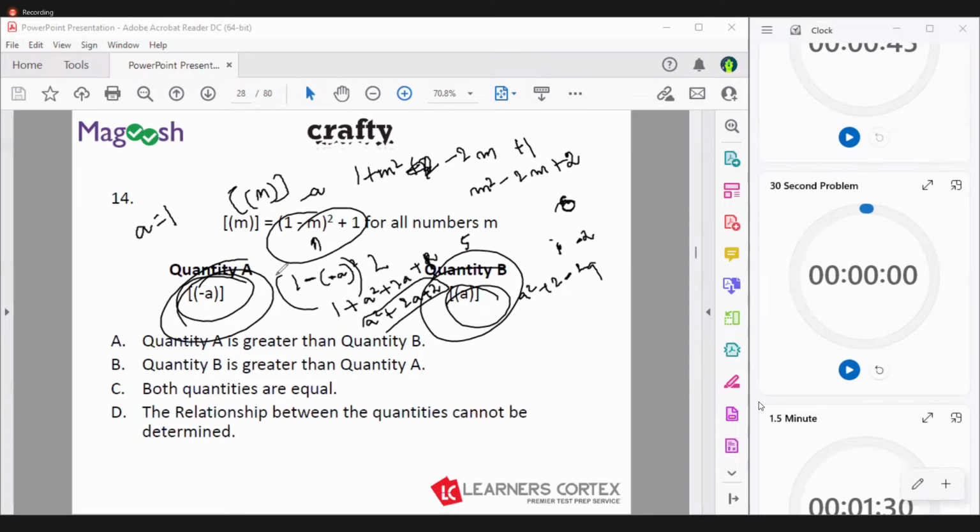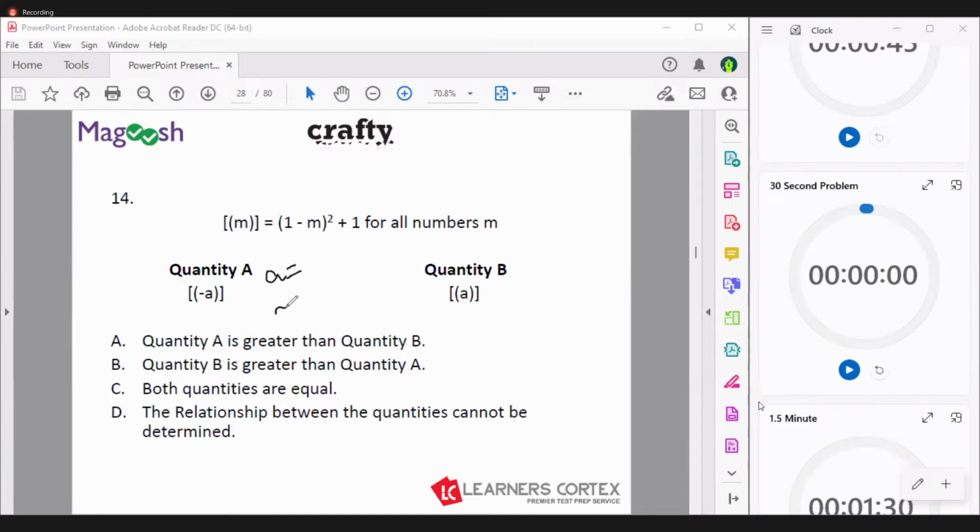Then let's say we try a as minus 1, since here it was a square plus 2a plus 2, and for this the value was a square plus 2 minus 2a. So when we plug in minus 1, this becomes 1 plus 2 minus 2, which is 1, and this value with minus 1 would be 1 plus 2 and then plus 2.